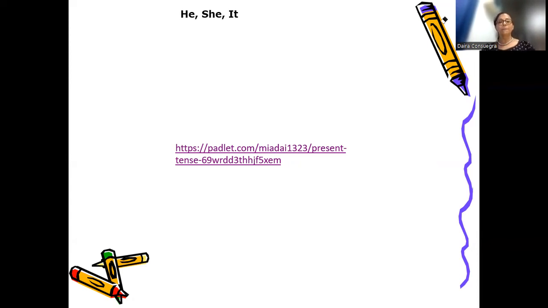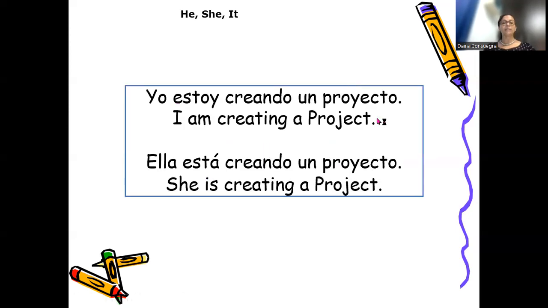Okay, so let me see. Hold on, I'm going to close this. Yes. Okay, so that practice is part of your assignment. You need to practice writing sentences in the present tense and also in the present progressive tense. And here I have an example, okay? Yo estoy creando un proyecto, I am creating a project. Ella está creando un proyecto. She is creating a project.